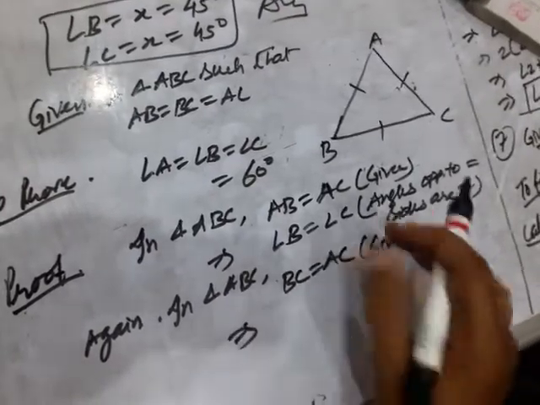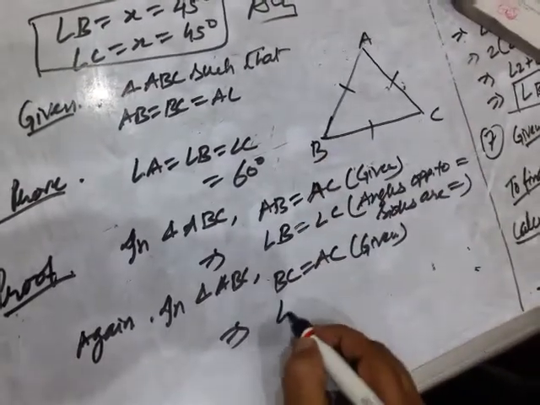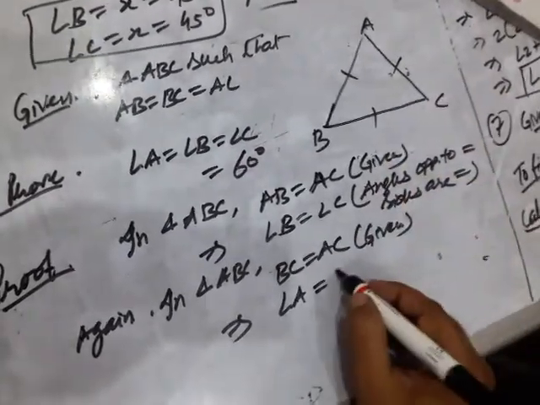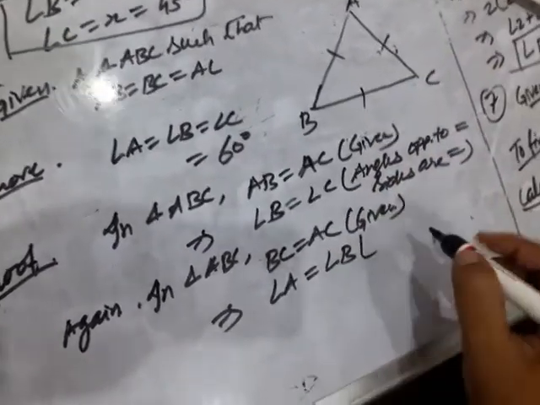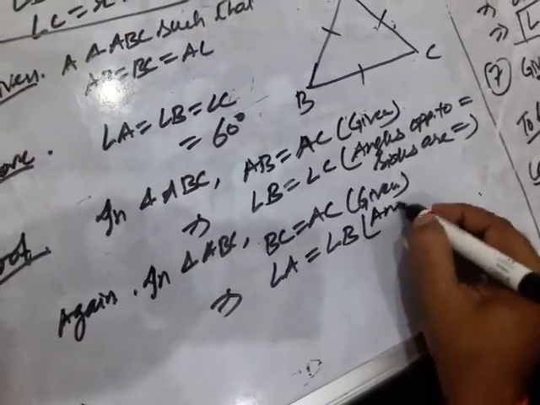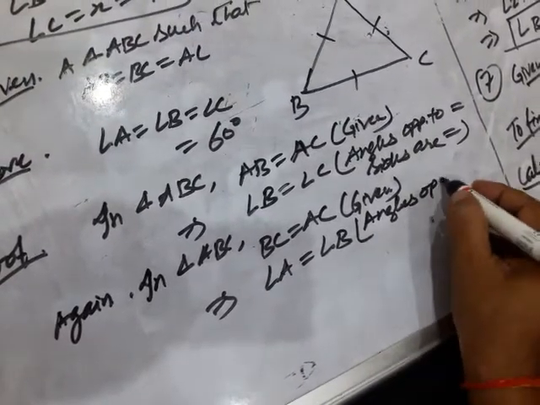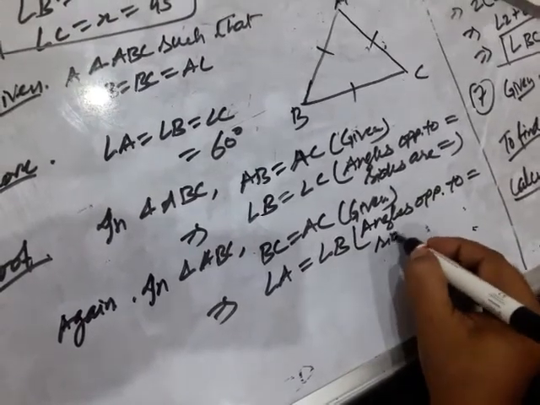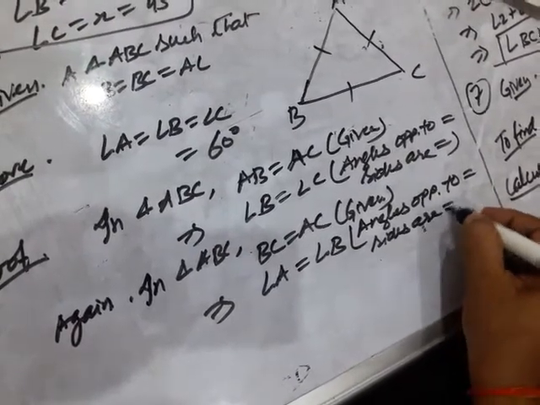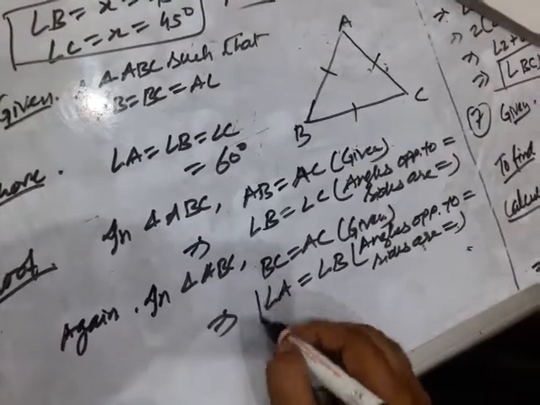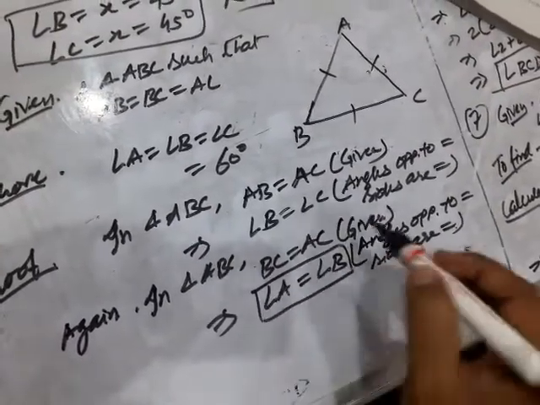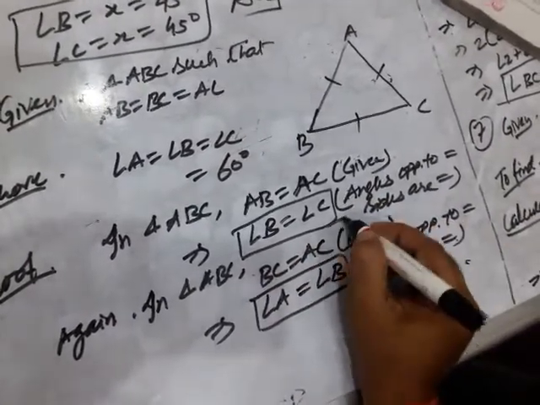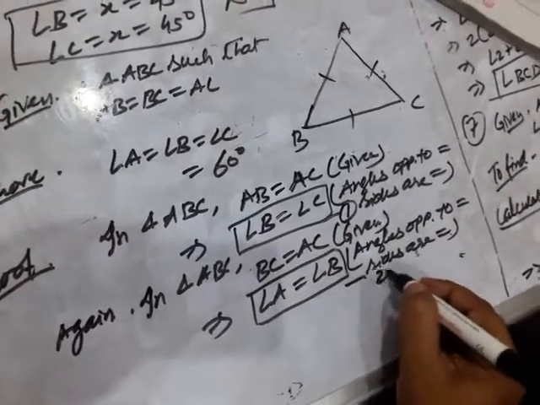This implies that BC's opposite angle, that is angle A, is equal to AC's opposite angle, which is angle B. Clear? Same reason, angles opposite to equal sides are equal. Okay children, we have seen that angle A equals angle B and angle B equals angle C. Let it be equation number 1 and this is equation number 2.